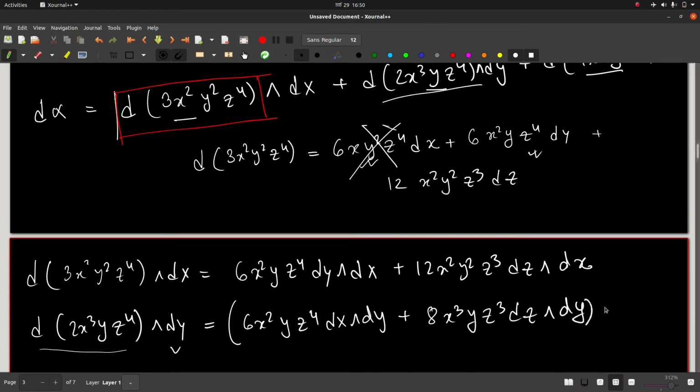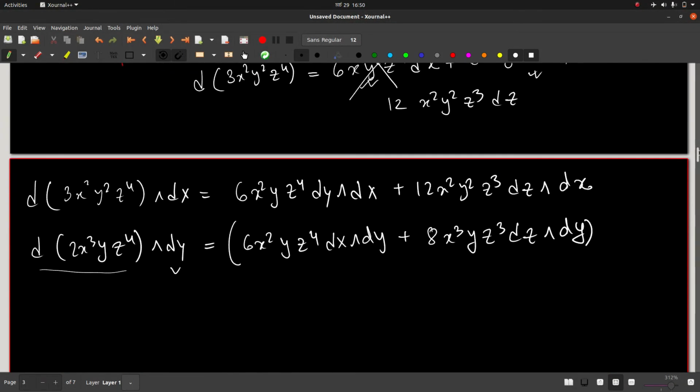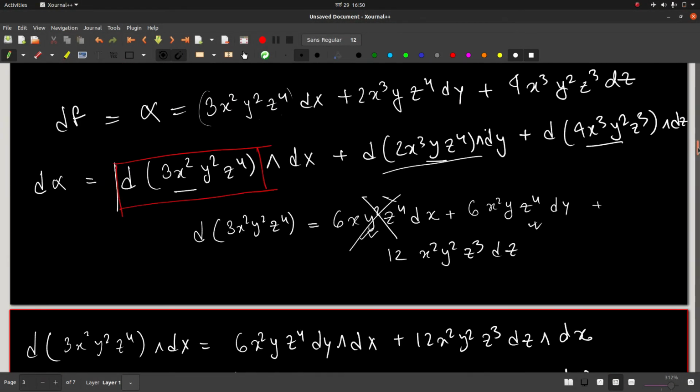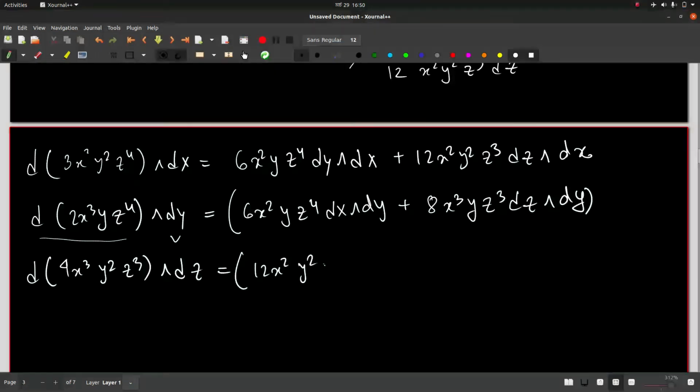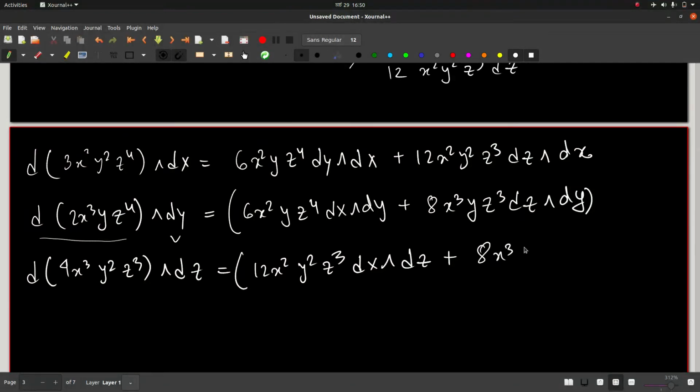and the final term will be d of 4x cube y square z cube, right? 4x cube y square z cube wedged with dz. So similarly, this term will give you 12x square y square z cube dx wedged with dz. Then you'll have 8x cube y z cube dy wedged with dz, like this. And let's call them 1, 2 and 3.